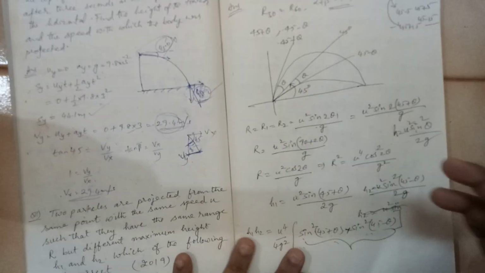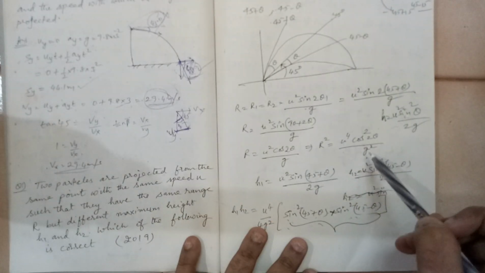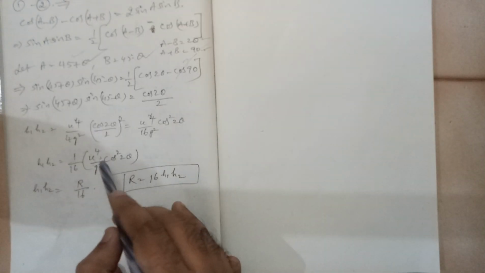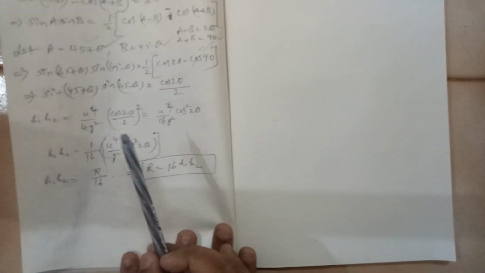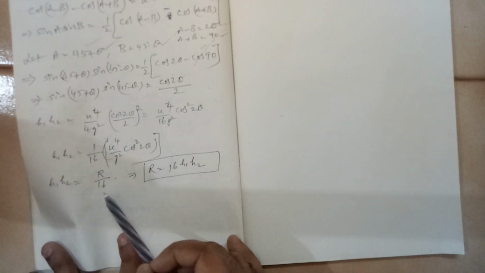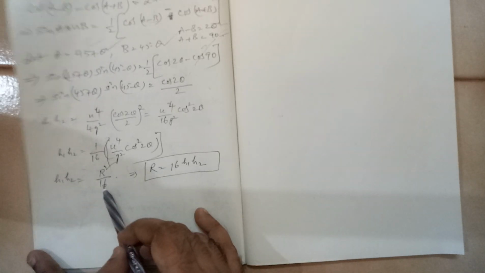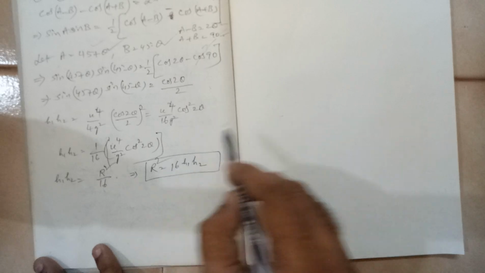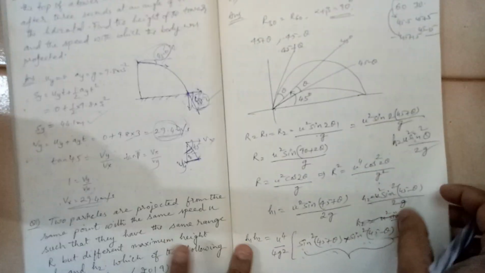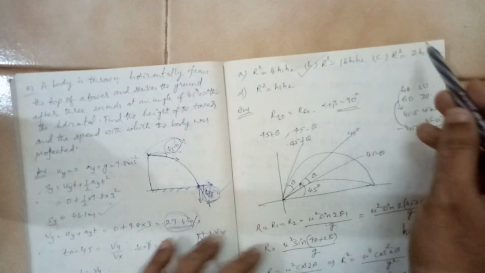So now we have written an expression for R. R square was u power 4 by g square cos square 2 theta. In this expression we can have a look. This whole term is R square, so H1 H2 is R square by 16. So R square will be equal to 16 H1 H2. So which option is correct? Option D is correct.